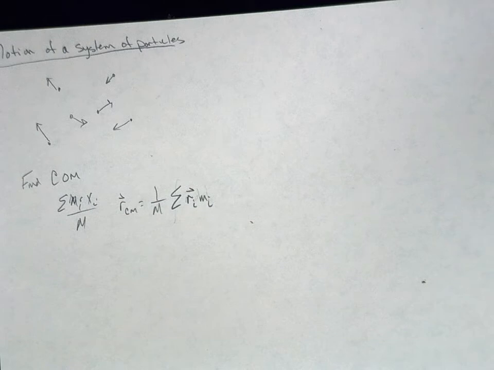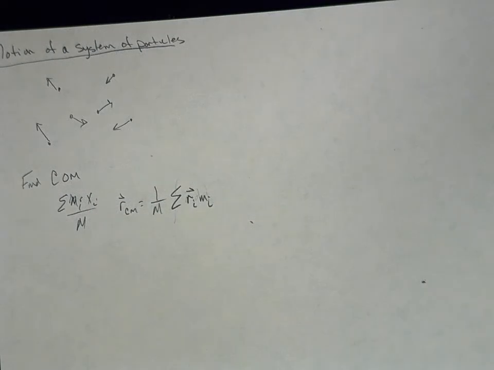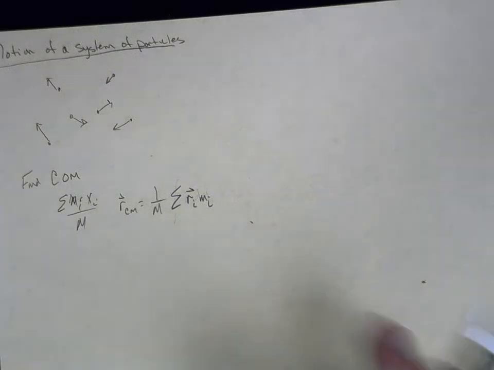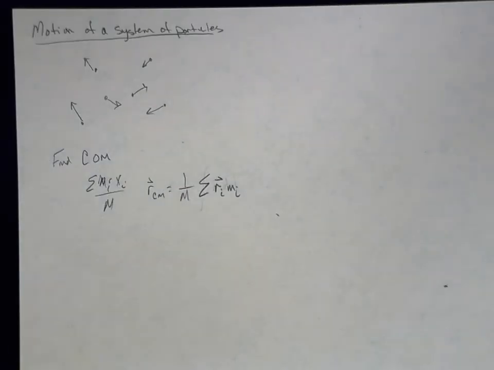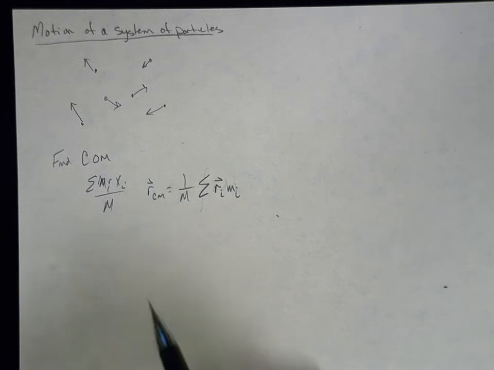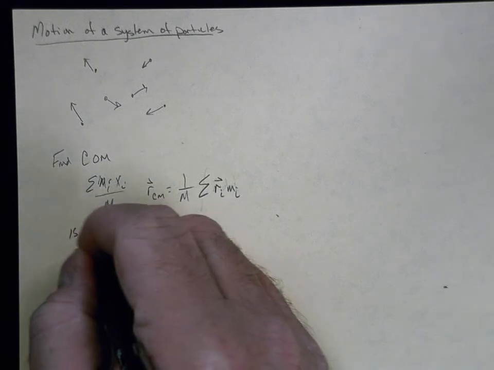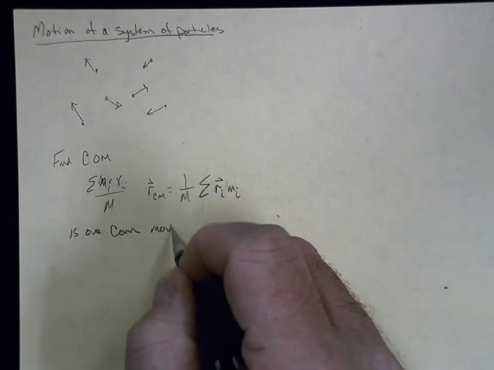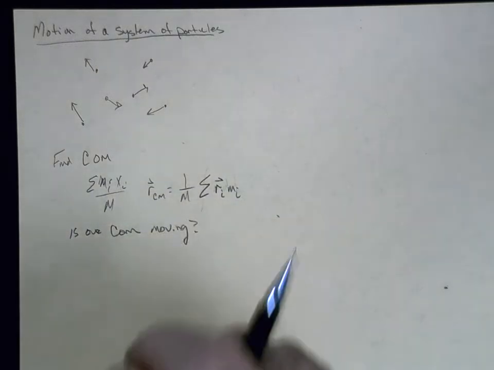Now we can have a system of particles where our center of mass is actually stationary, but all the particles are still moving. We still have all these parts flying around, but the average center of mass can still be in the same spot. So in this particular case, that's the question we're going to ask: is our center of mass moving?